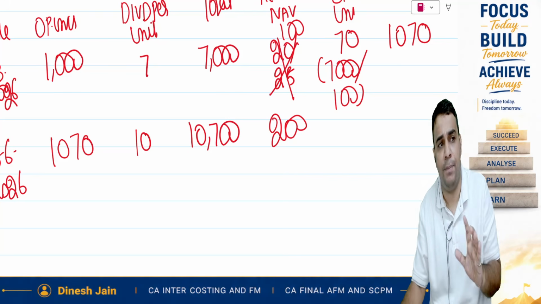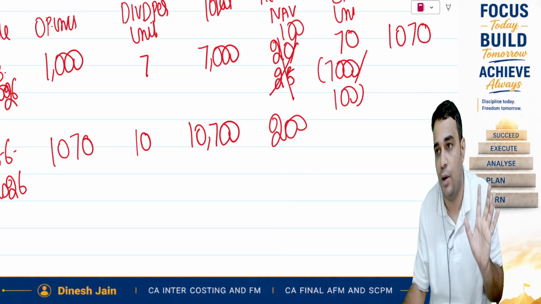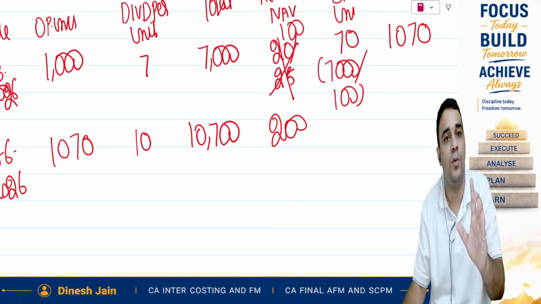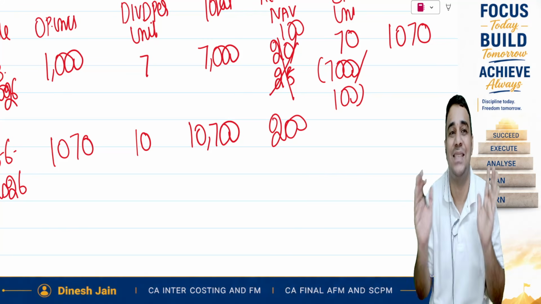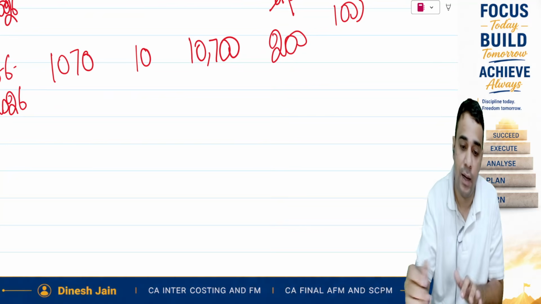If this happens, you can't use your formula NAV1 minus NAV0, because that formula will work only if the number of units remains stagnant. Then what is the formula?